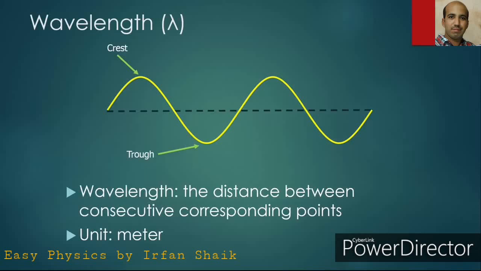We can measure wavelength between any two points of consecutive waves. There are some millions of points on the waves. We can take any two of them. Here is an example. The first point is at the beginning of the first crest and the second one is at the beginning of the second crest. Same like that, we can measure between any two consecutive corresponding points of a wave.